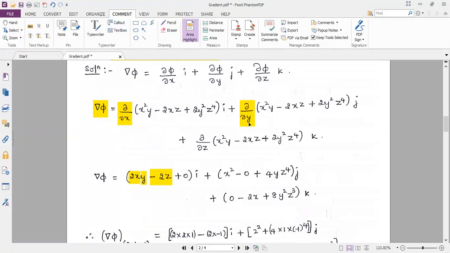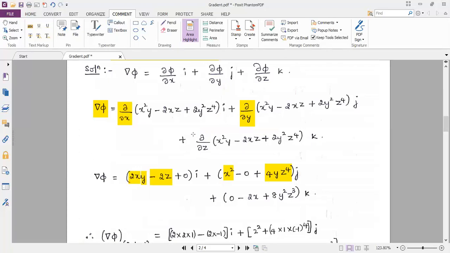So with respect to y, x square is a constant, writing as it is, differentiation of y is 1, minus 2xz is a constant when we are differentiating partially with respect to y. So differentiation of 2xz is 0, plus 2z power 4 is a constant. Differentiation of y square partially with respect to y is 2y. So 2 into 2, multiplying 4y z power 4 into j cap.